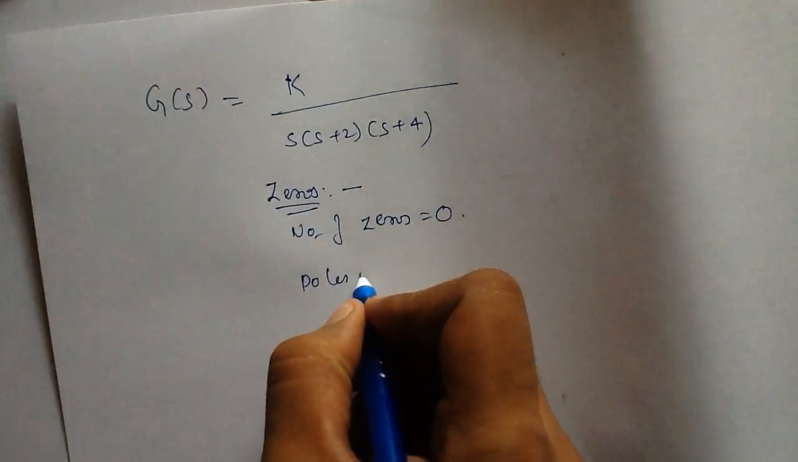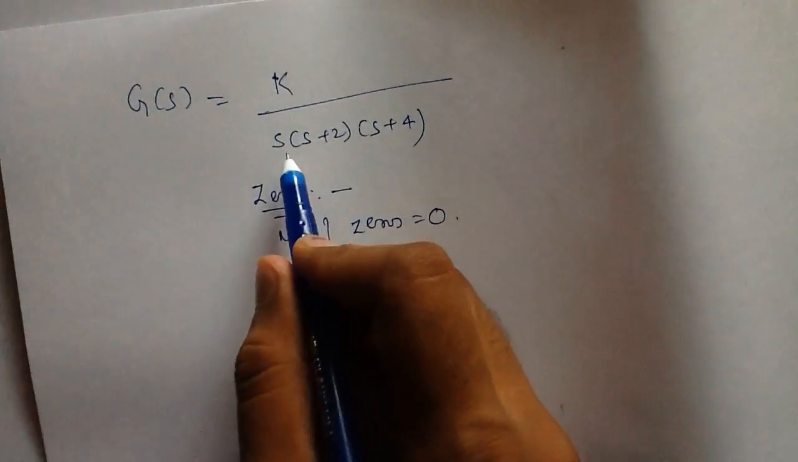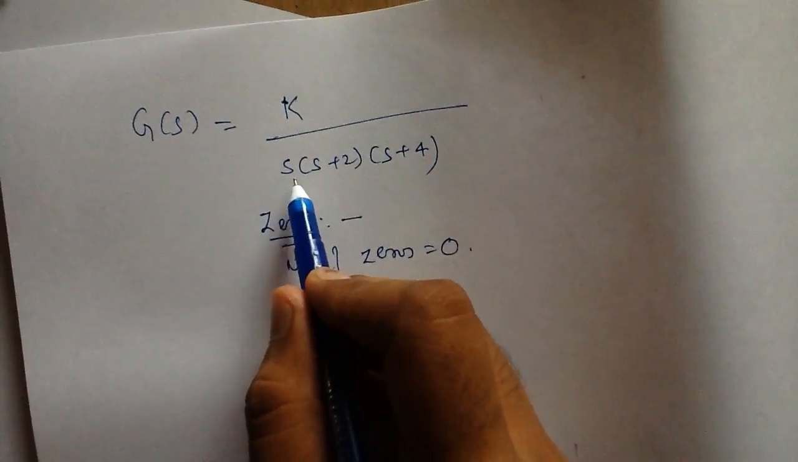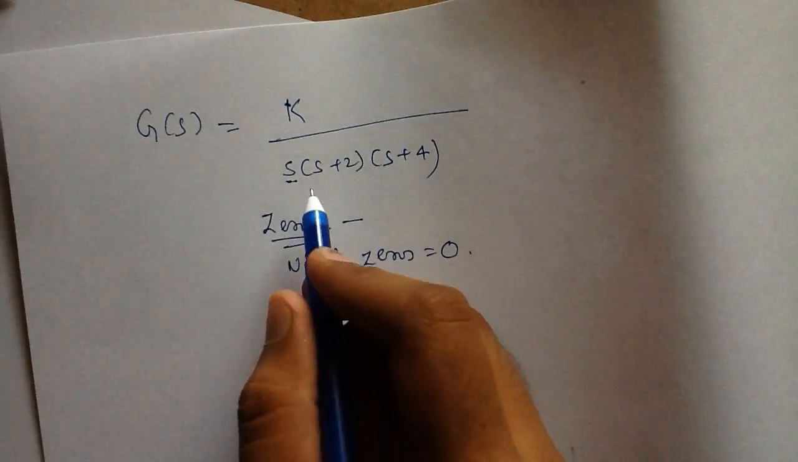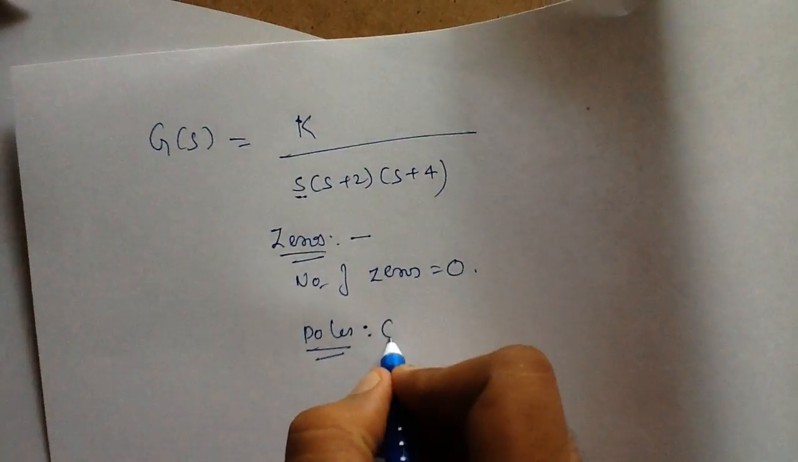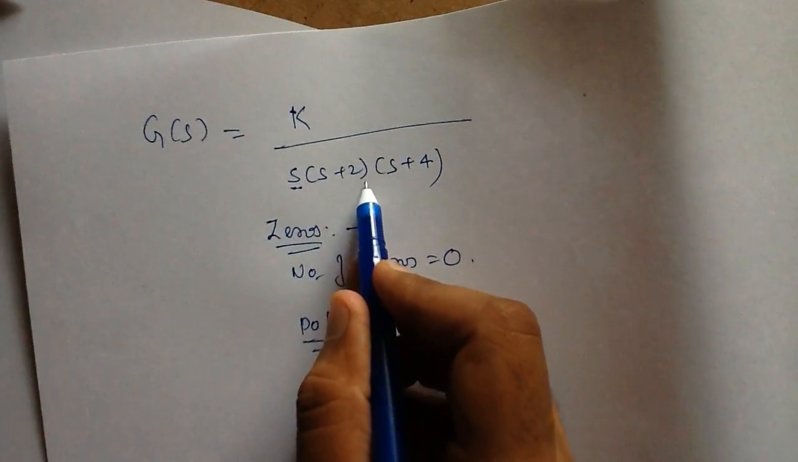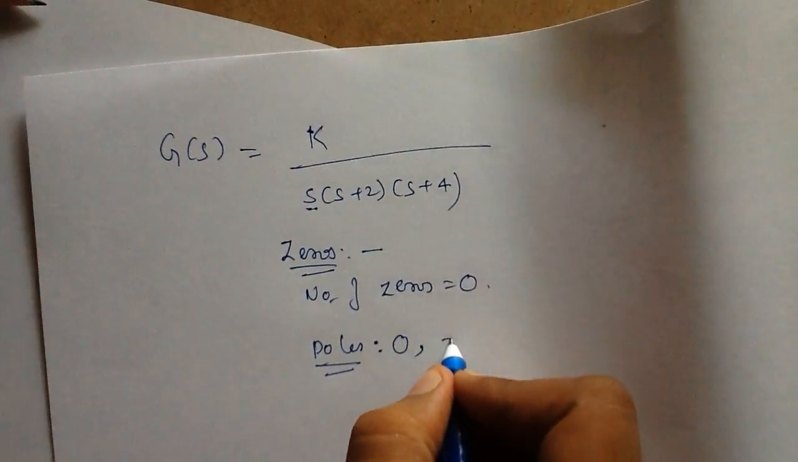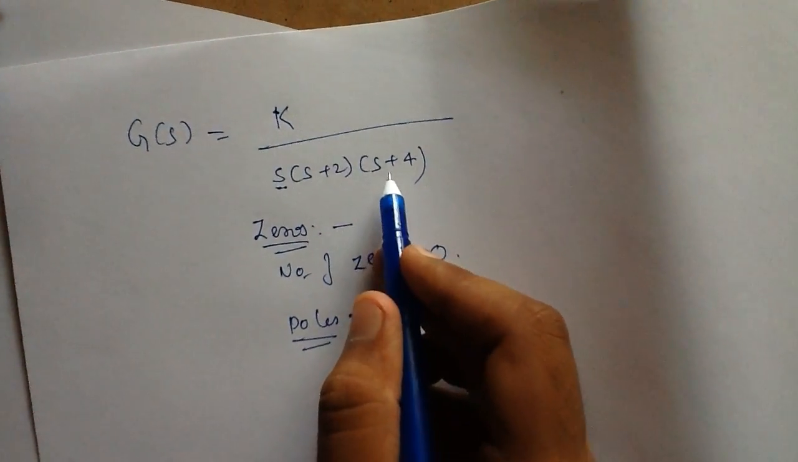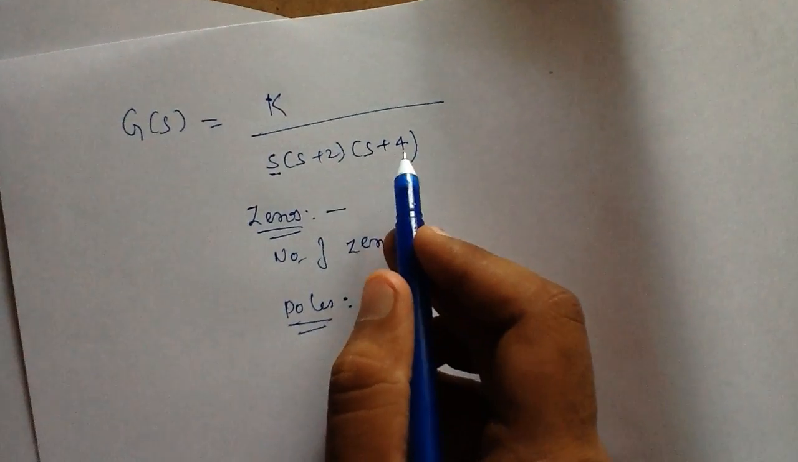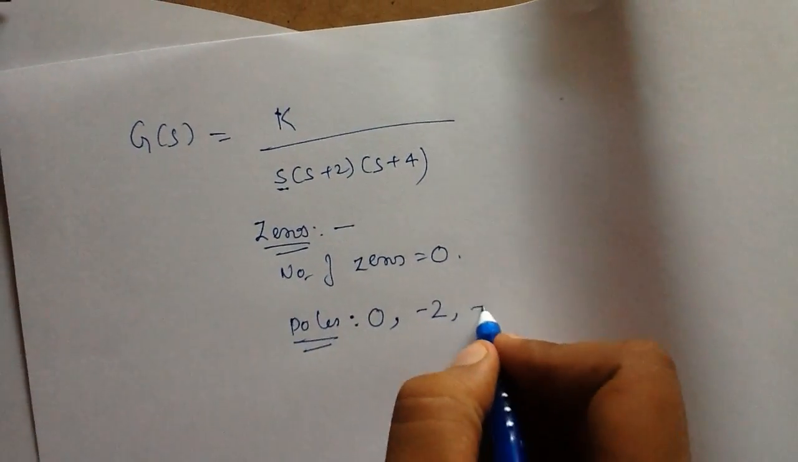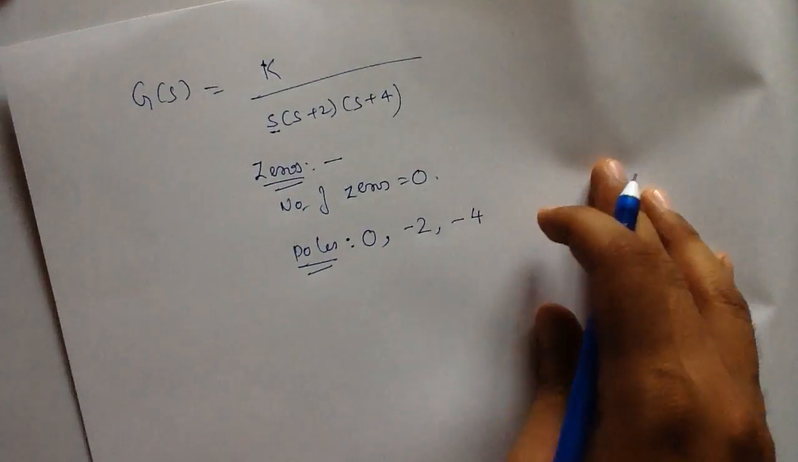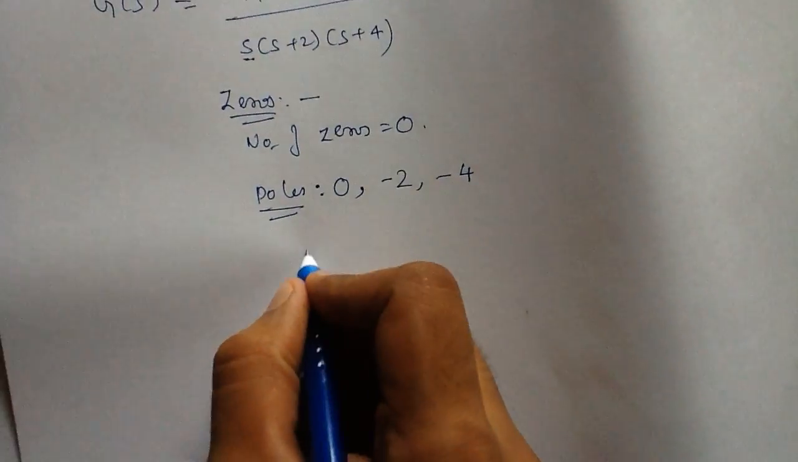Now coming to the poles of the transfer function. The poles of the transfer function are the s minus 0. So 0 is one pole, s plus 2 is one more root of the characteristic, that is the denominator. So minus 2 is another pole, and s plus 4 is another term. So minus 4 is another pole. So we have 3 poles.